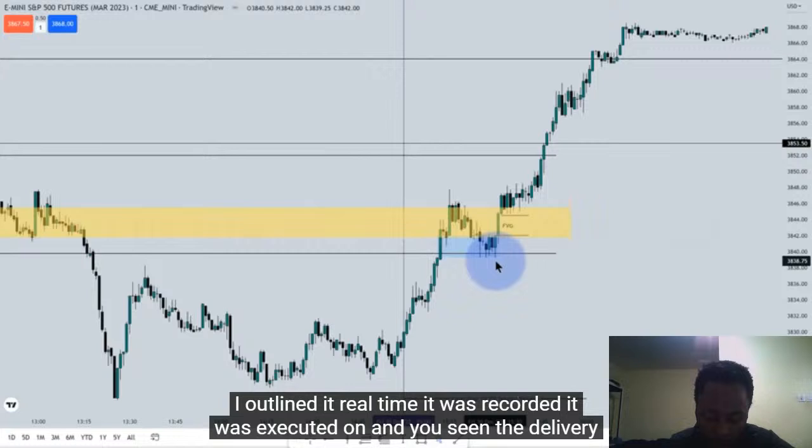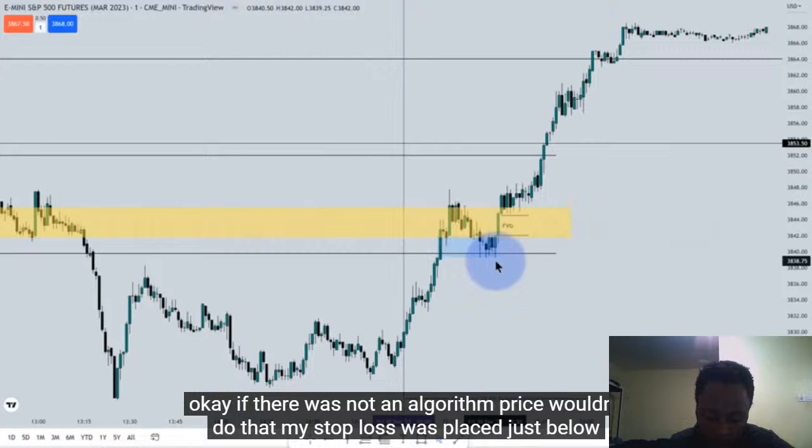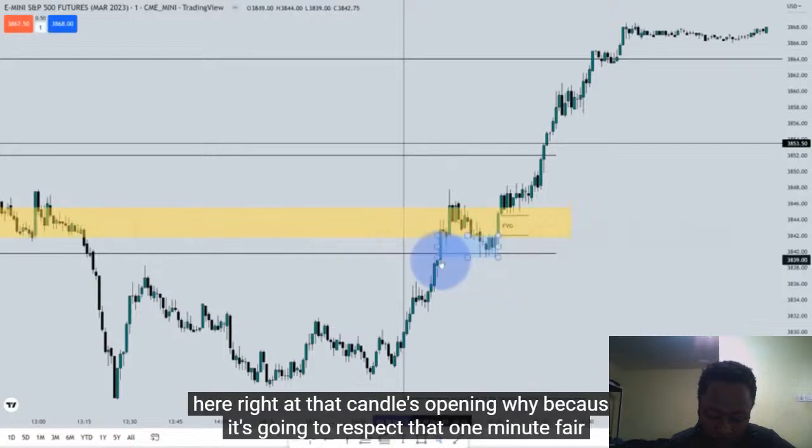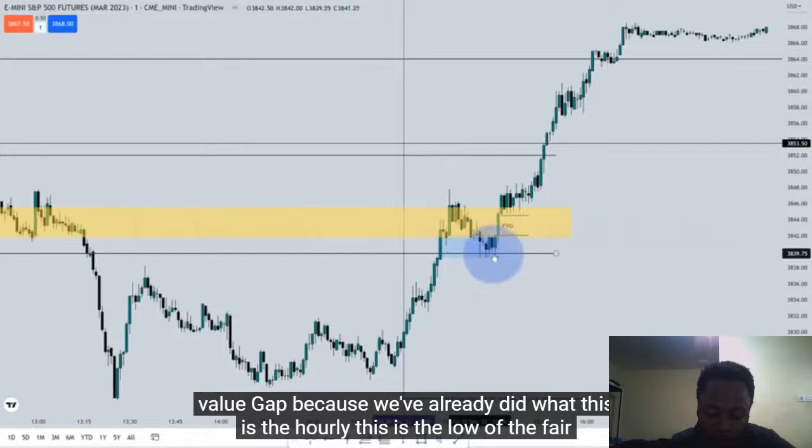I outlined it in real time. It was recorded, it was executed on, and you saw the delivery. If there was not an algorithm, price wouldn't do that. My stop loss was placed just below here, right at that candle's opening. Why? Because it's going to respect that 1-minute fair value gap, because we've already done what?